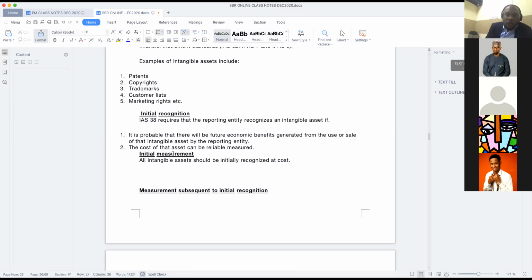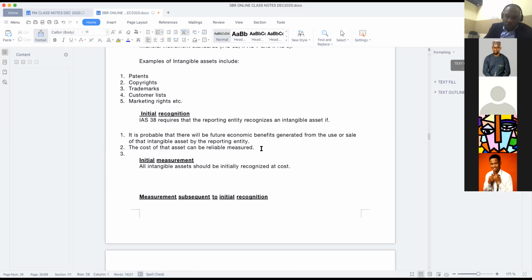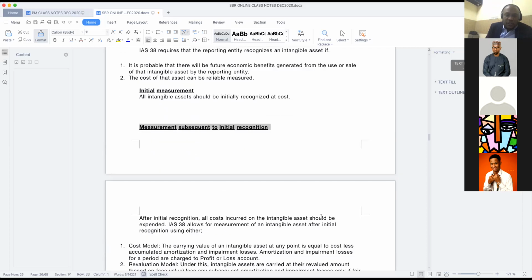And two, the costs of that intangible asset can be measured reliably. So we can go down to our initial measurement. All intangible assets should be initially measured at cost. Okay, so I was very straightforward with this.